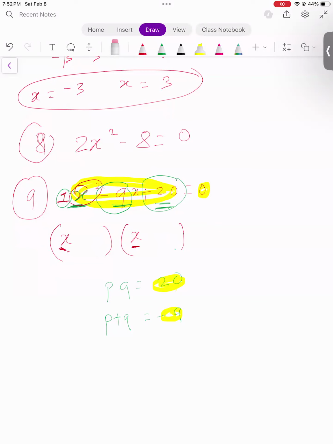Negative 5 and 4. Okay, let's try. So negative 5 times 4 is negative 20. No, we want positive 20. So these are not the correct numbers.